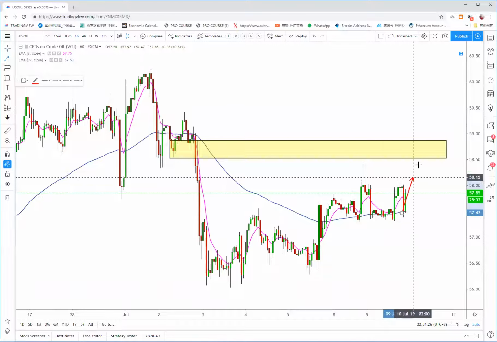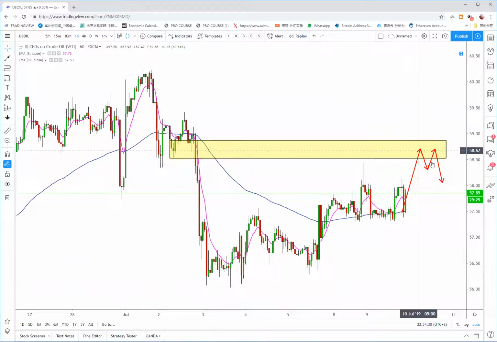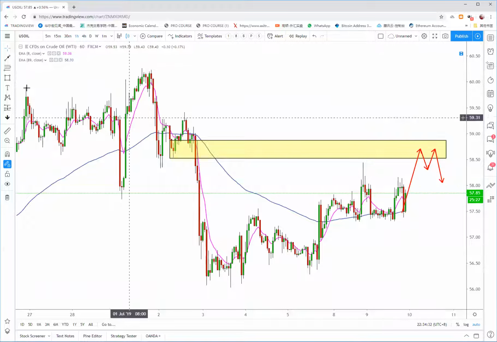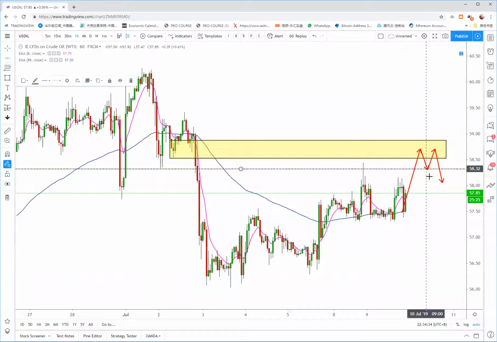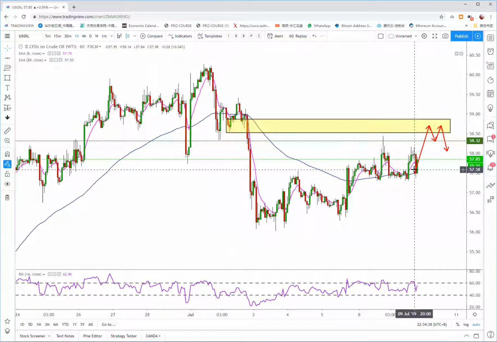So get ready to short oil if it actually gives you this. Two tries failed, and you short from the neckline. Okay, pull back and sell. That's the oil.